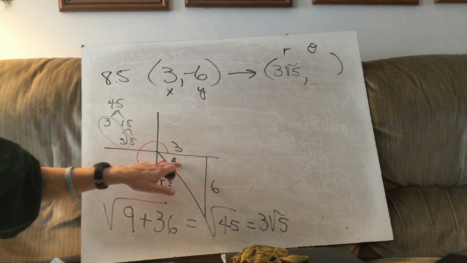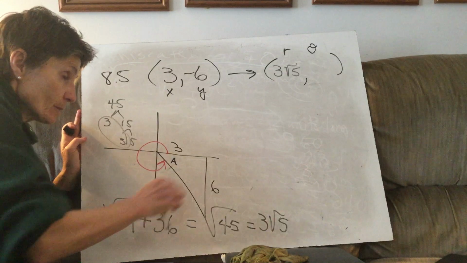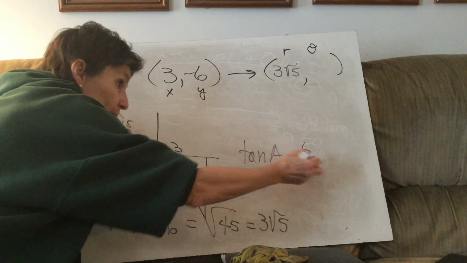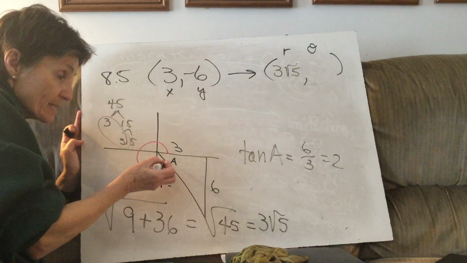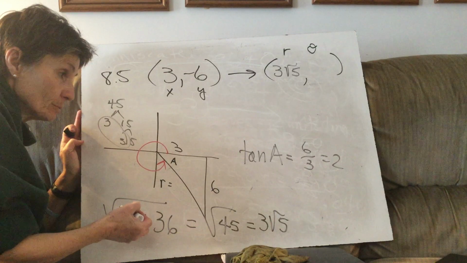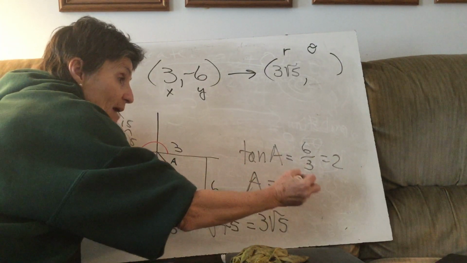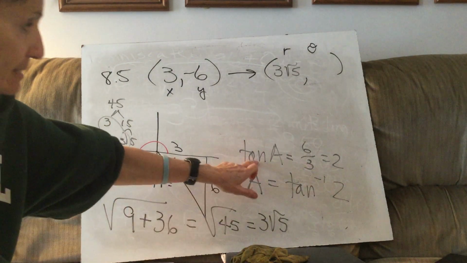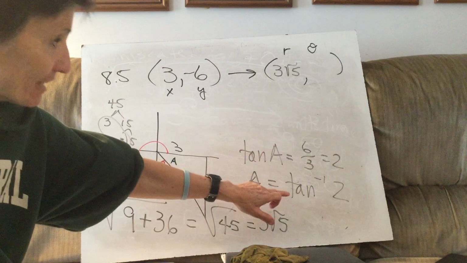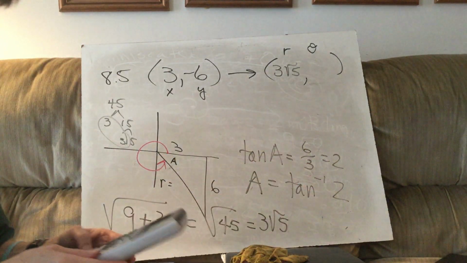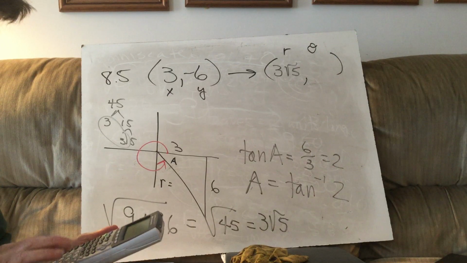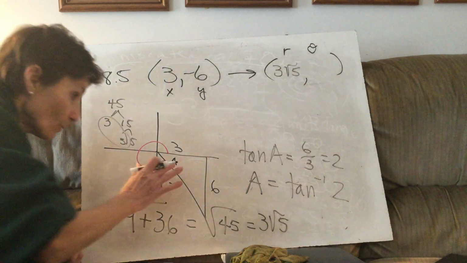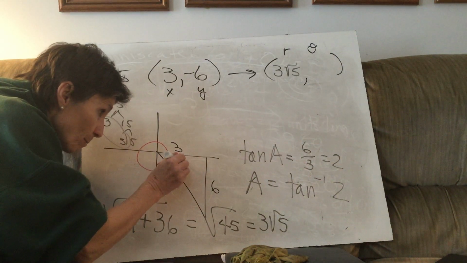Now, to find the angle in here, I know that the tangent of that angle is 6 over 3, or 2. So the tangent of that angle is 2, which means the angle can be found by second tangent of 2, since that's hooked to the angle. So second tangent 2, and that gives me 63.43. So this angle right here is 63.43.